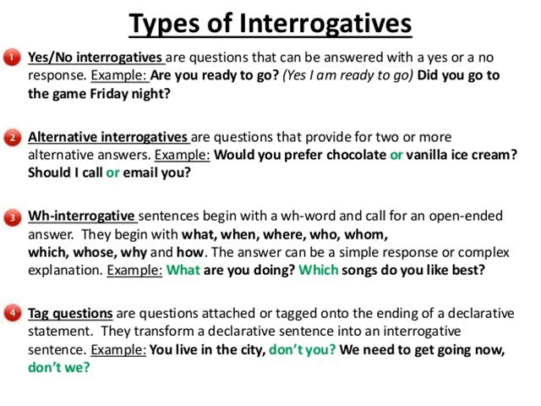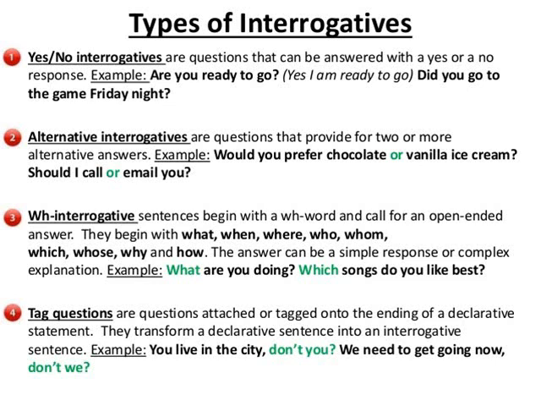WH interrogatives. WH interrogative sentences begin with a WH word and call for an open-ended answer. The words in the WH family are what, when, where, who, whom, etc. The answers to these questions can be simple responses or complex explanations.